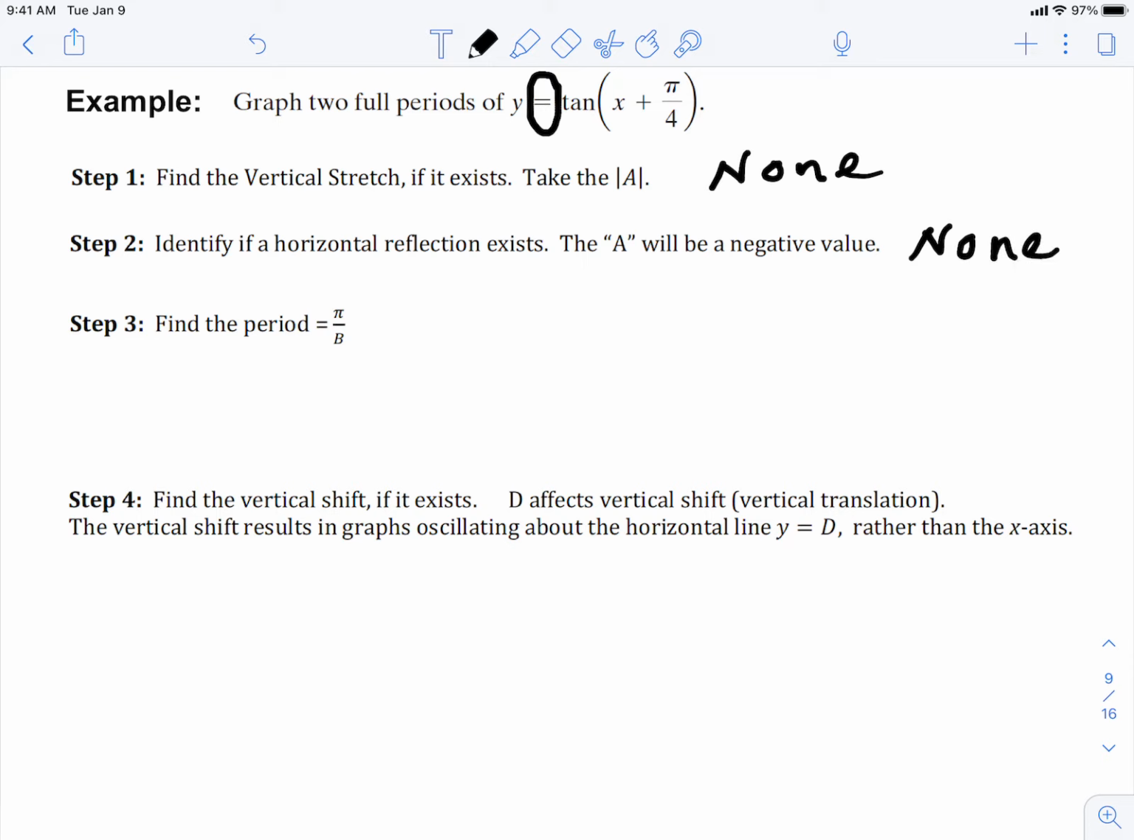Step 3, identify the period. So the b value is 1. So between the asymptotes, your length is pi. Find if there's a vertical shift. There's no d value.